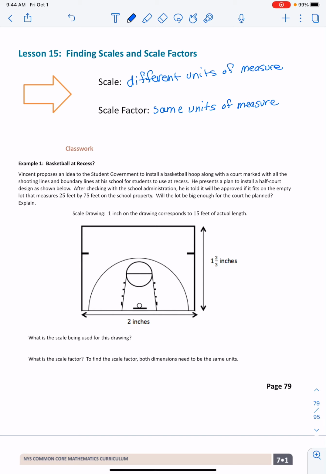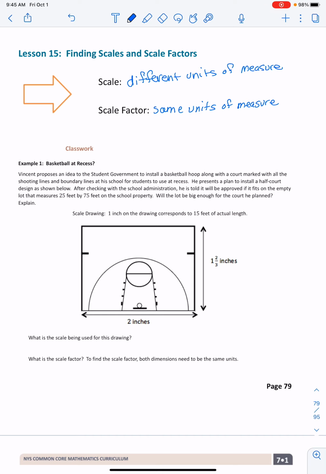So for example 1, for all of these, even though it tells us that we want to find if the lots are big enough and to find different things, all we're going to do with these is find the scale and the scale factor of each of these figures. So I am going to read these, but that's all we are going to find.